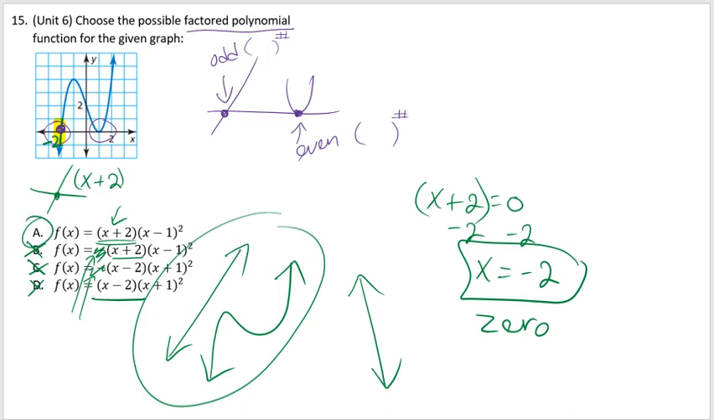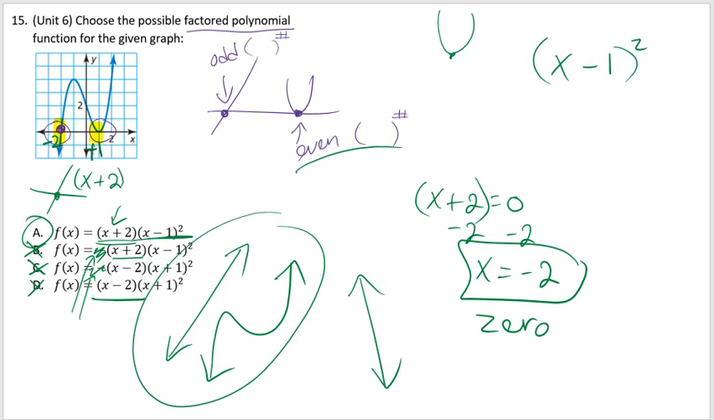And we can also confirm that because over here on the other side we have the 0 of positive 1. I'm going to write that in green. And if the 0 is positive 1, that means that the factor has to be x minus 1. And because it has that curve, we said that it has to be an even exponent. So that's where that second power comes in.